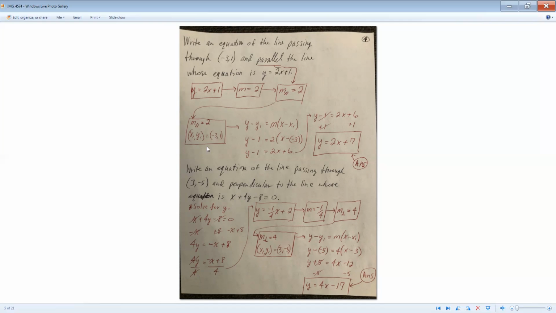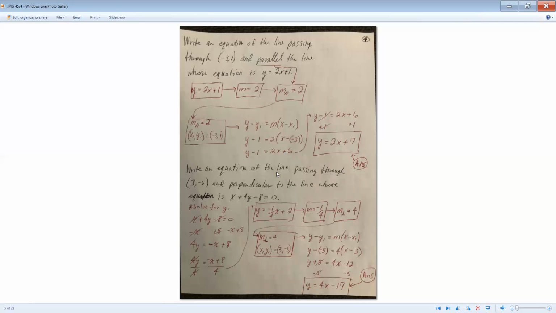The point that I will be using is negative 3, 1. So I use my point-slope formula now that I have the slope and the point, and plug them in accordingly. So that'll be y minus 1 equals 2 times x minus negative 3. Distribute 2, that's y minus 1 equals 2x plus 6. So then add 1 to both sides, y equals 2x plus 7.